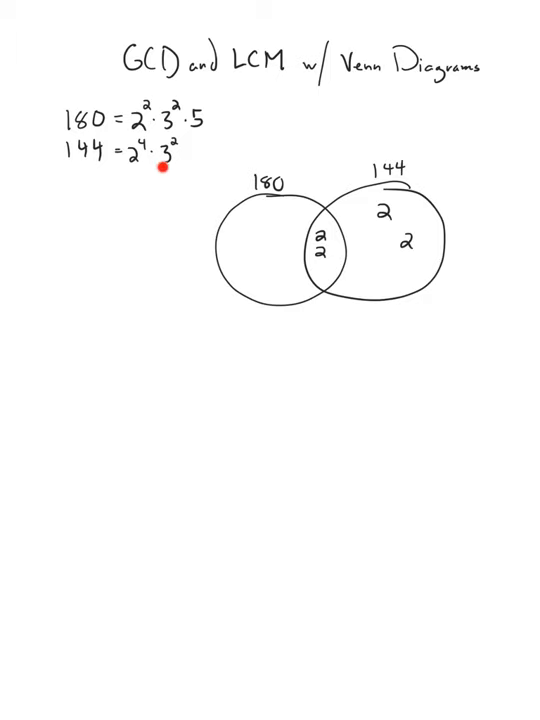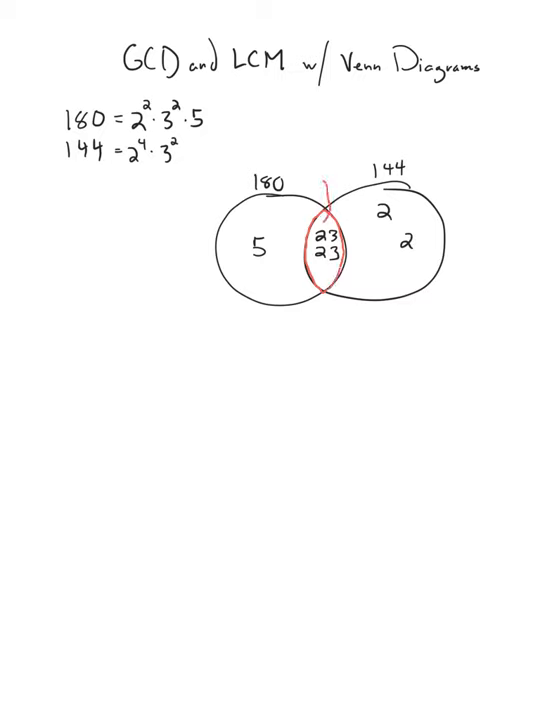The 3s, well, both of them have 2 3s, so we can put those in. There they are there. And then 180 has a 5, and 144 doesn't. So I can put the 5 over here, since it's a prime factor of 180 but not 144. So looking at this, the prime factors that are in common are in the intersection here.